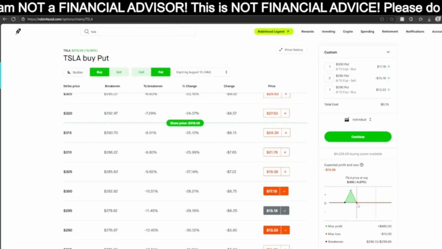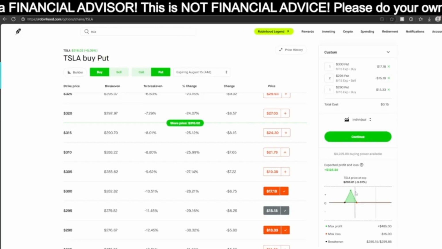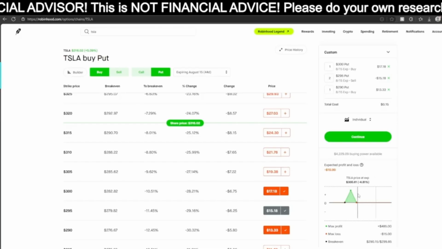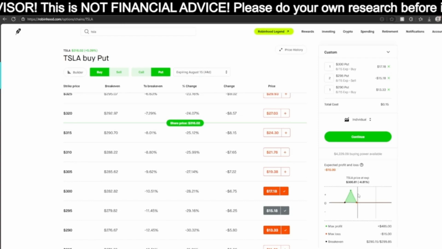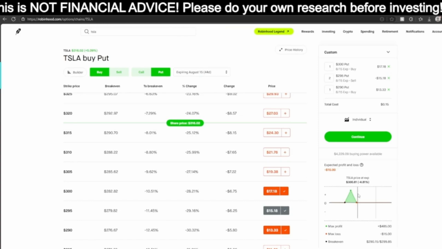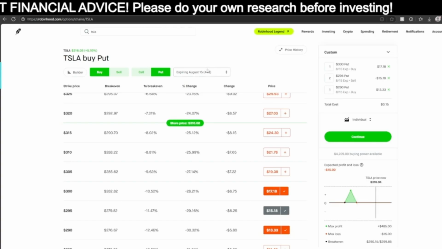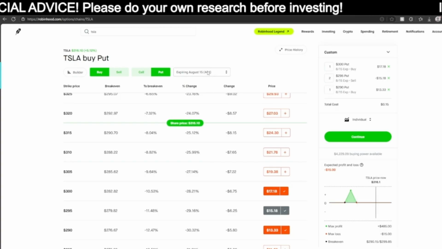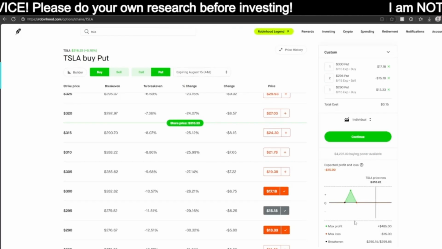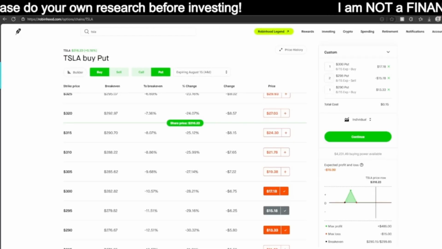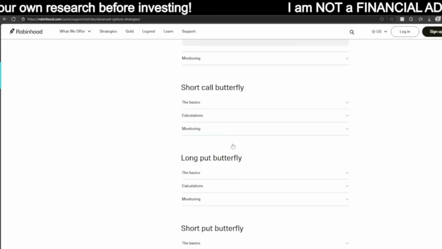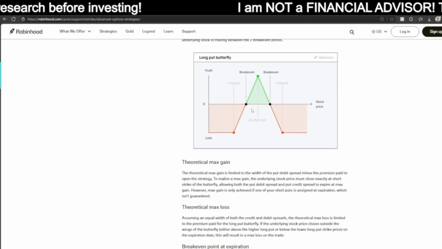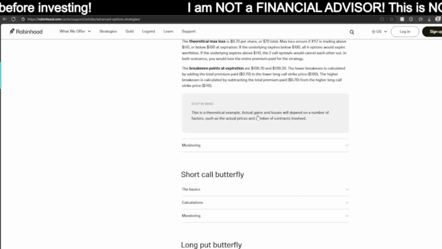So if Tesla goes down 10% tomorrow, you might already capitalize on these returns and then just close it out in a one day trade and be good to go. You do not have to wait the 44 days until expiration. So things to keep in mind, but this is your put butterfly here. Same visual, but just put side instead of call side.